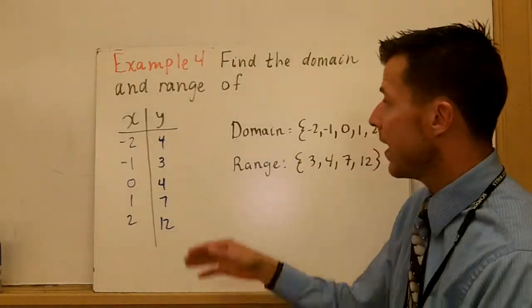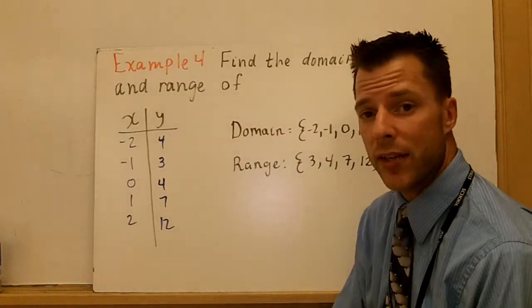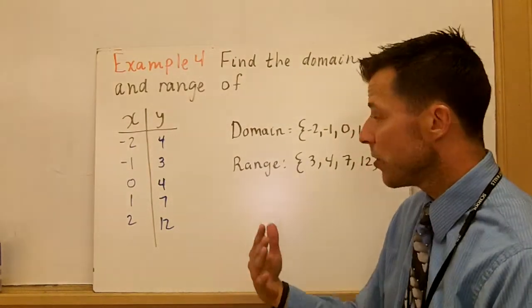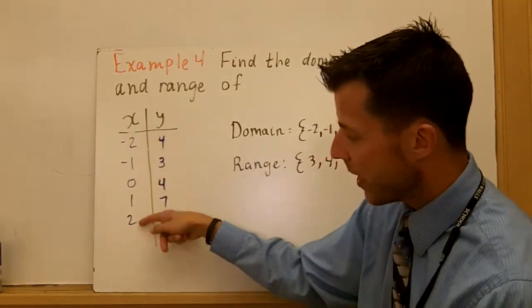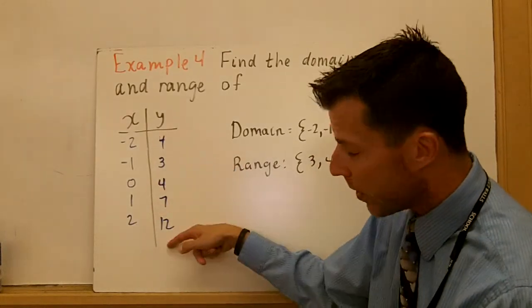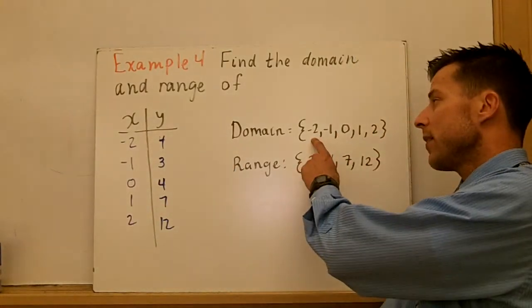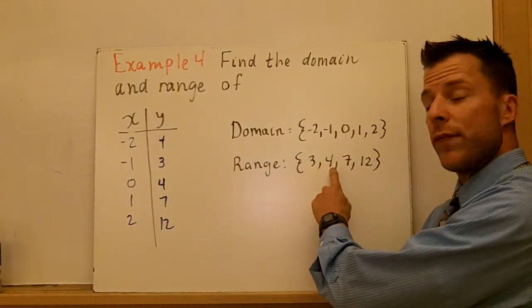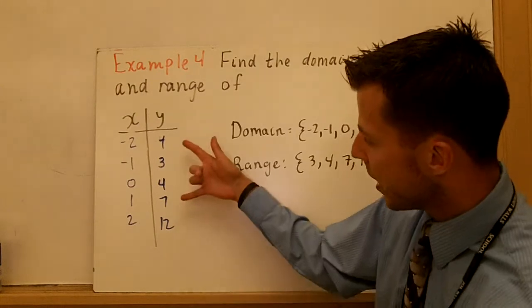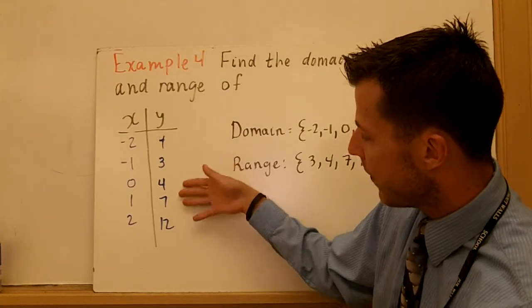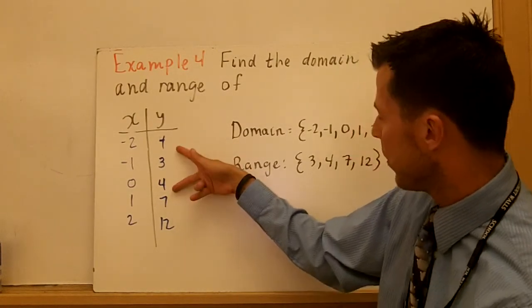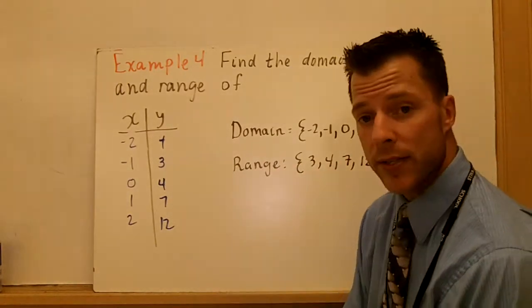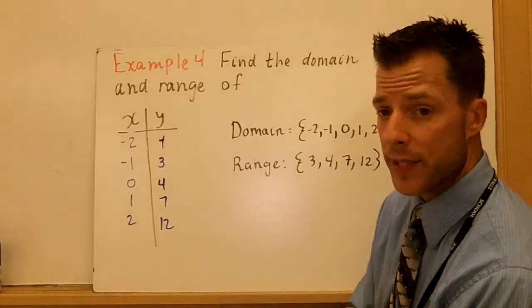Now, in example 4, I asked you to find the domain and range, and I put this on here. This is actually pretty quick because I just wanted to give you a different look. And just remember, the domain is all possible x values, and the range is all possible y values. So the domain's quick: -2, -1, 0, 1, and 2. The range is 3, 4, 7, and 12. Notice how if I have any repeat values here, like 4, you don't have to put it twice. You just write it once. Okay, so that's a really quick example of getting your domain and range from a table.